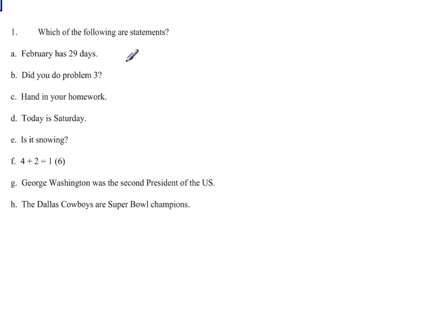So, February 29th has 29 days. That's either true or false, so that is a statement. Did you do problem 3? That's not a statement, that's a question. Hand in your homework. That is not something that is true or false. It's a command, so that is not a statement. Today is Saturday. Well, that's either true or false, but not both, so that is a statement. Is it snowing? Again, a question, so no, it is not a statement.